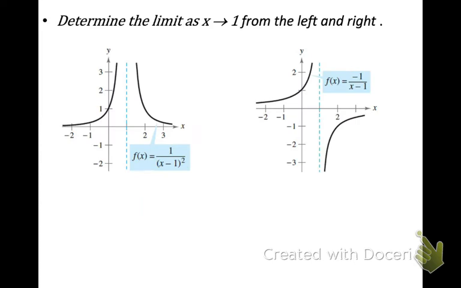Okay, determine the limit as x approaches 1 from the left and from the right. So from the left, what's the limit? Positive infinity. The limit from the right? Positive infinity. They are the same, yes. We said they had to approach the same value, but they're increasing without bound. So what about the next one?